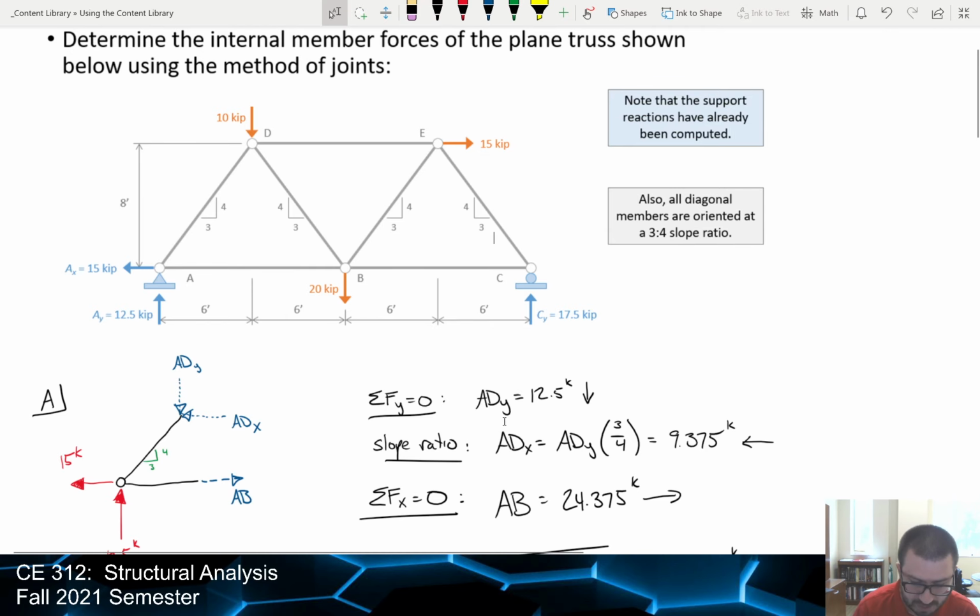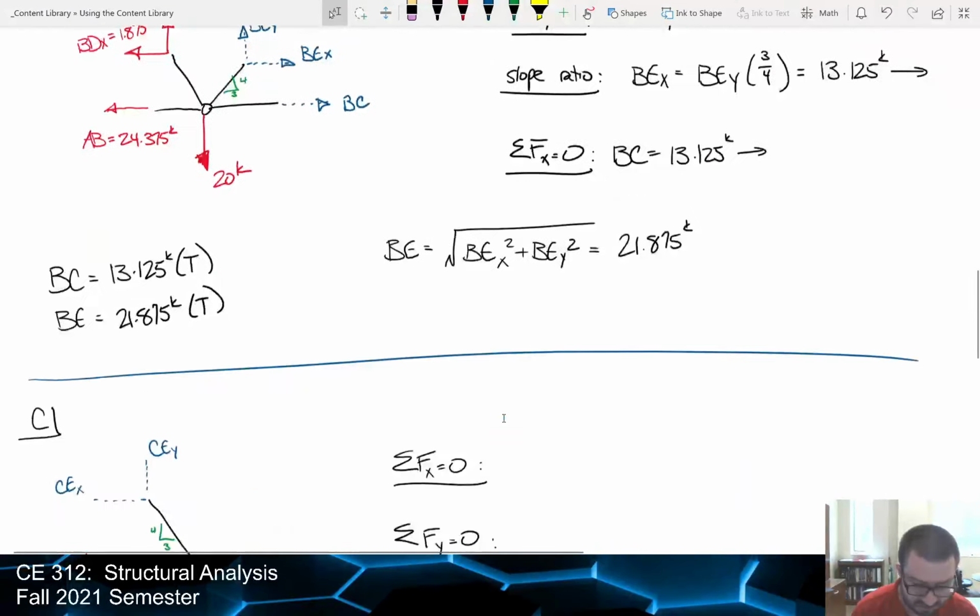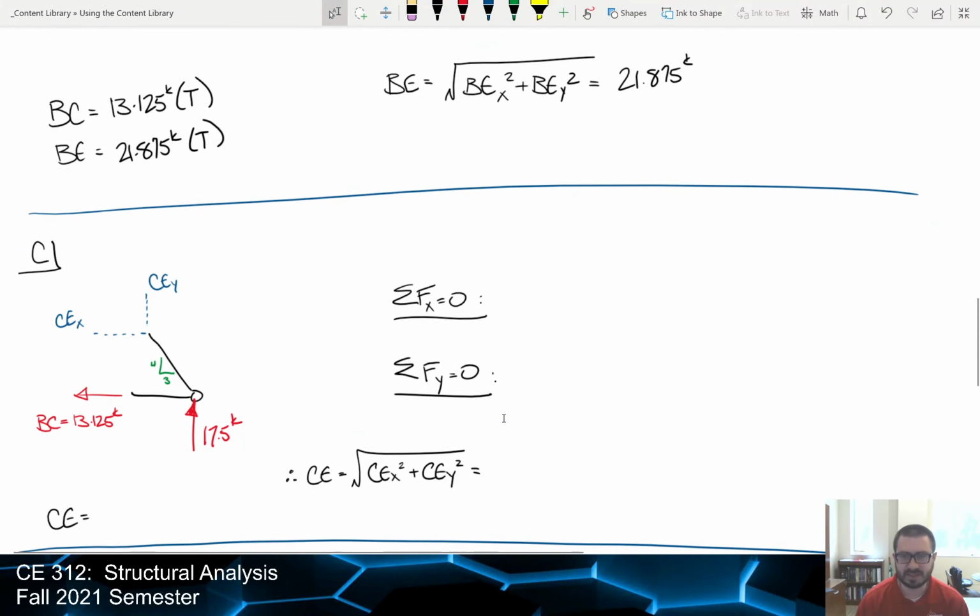So we did joint A, joint D, and we just did joint B. Now let's look at joint C. Here's joint C. We have our vertical reaction at C, the 17.5 kips, and this BC of 13.125 kips going to the left. We just did that at the previous joint. So the only thing we have left are the components of this one diagonal. I'm going to solve for those separately, and I'm going to show you something that's kind of neat. This is pretty simple.